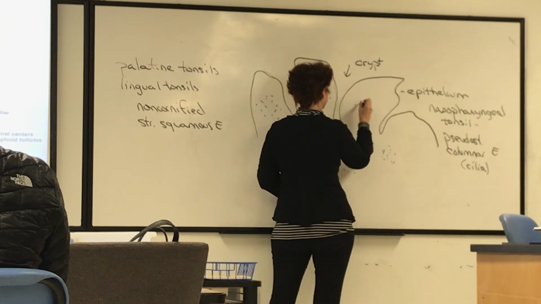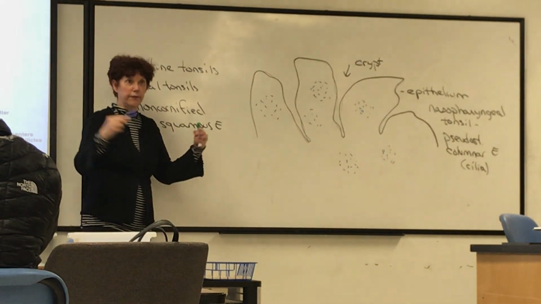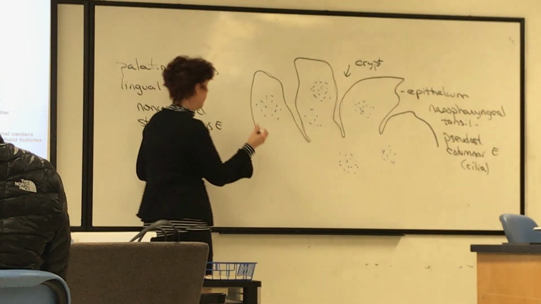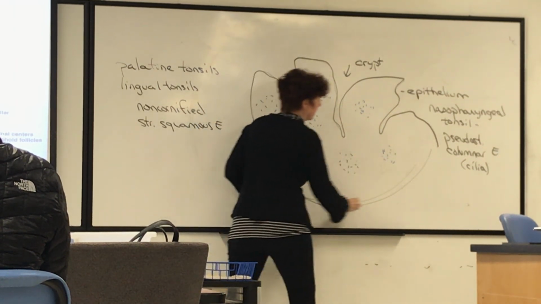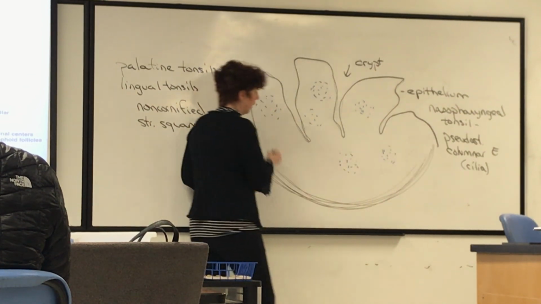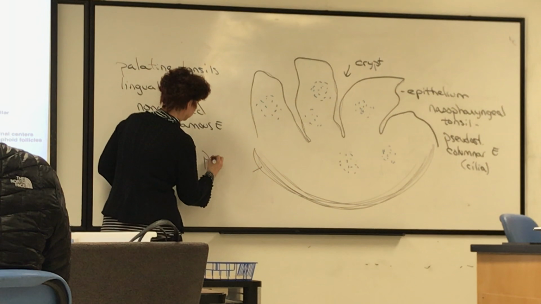And because they have epithelia on one surface, they do not have a connective tissue capsule there. Instead, the capsule is deep. So it's going to separate the tonsil from the rest of the nasopharynx or from the rest of the mouth. So this is a partial capsule.